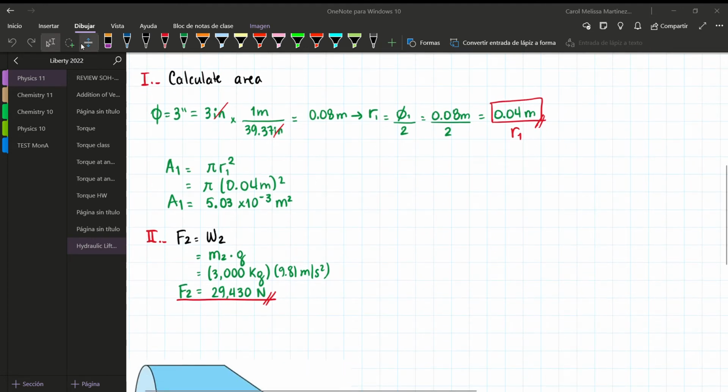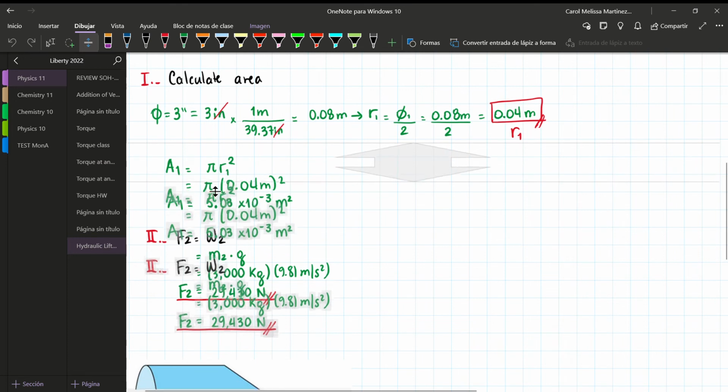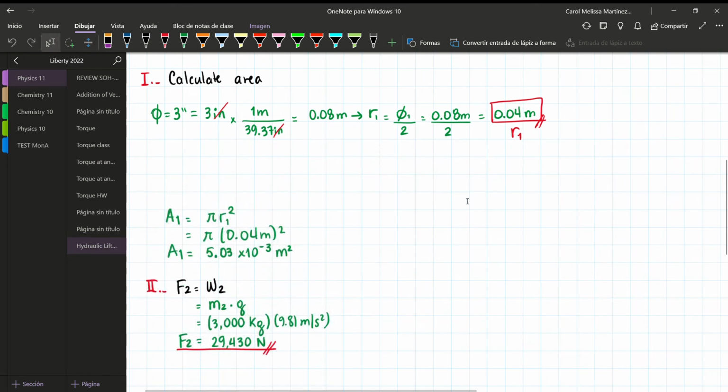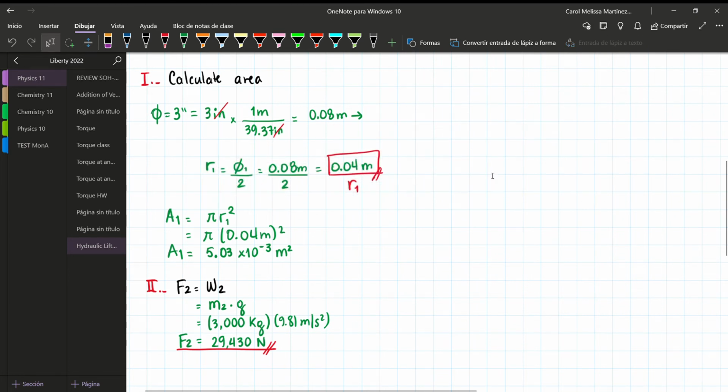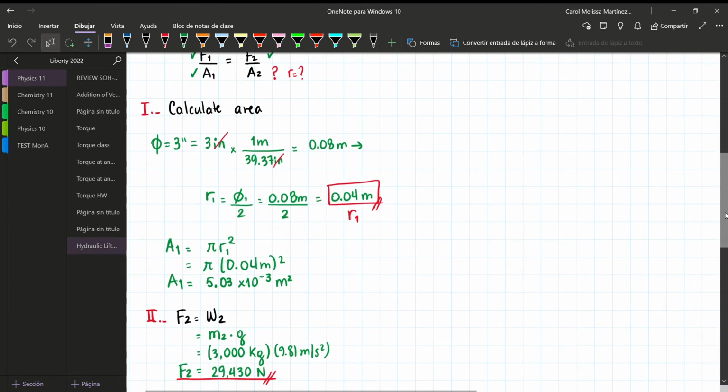I'm just gonna move these things from place. Okay, because I want to use the whiteboard like this. So my third step is going to be find the area, because the problem is asking me to find the area. So this is gonna be my third step. Find the large area, which is A2.